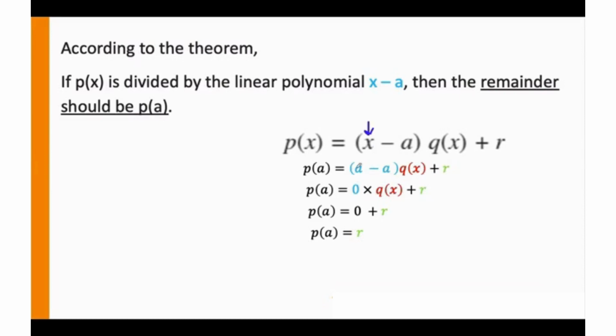And therefore a minus a becomes 0, so this will turn 0. 0 into q of x will become 0 plus r, which will be a constant r. So hence we have proved that by taking the 0 of the divisor and putting it in place of x, we can get the remainder, which will be a constant because we are dividing it by a linear polynomial.